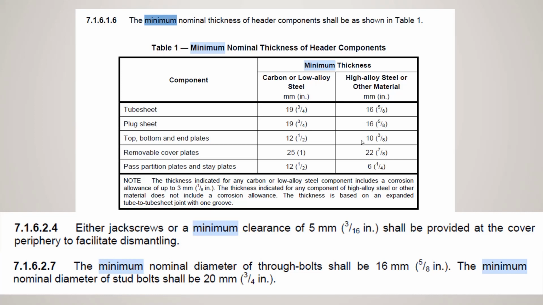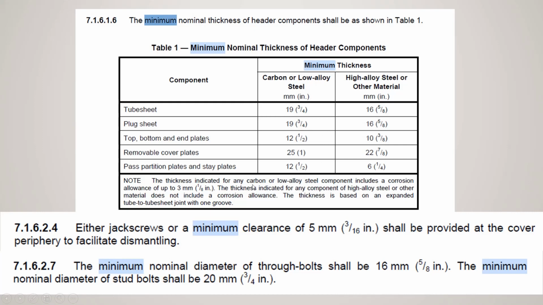Now we will go to the various parts of the header box. Minimum thicknesses. The minimum thicknesses are different for carbon steel and high alloy steel. For carbon steel, it is 19 mm for tube sheet and plug sheet, and for high alloy steel, it is 16 mm for tube sheet and plug sheet. Top, bottom, and end plates 12 thick versus 10 thick. Removable cover plate 25 versus 22. Pass partition plate, stay plate 12 versus 6.